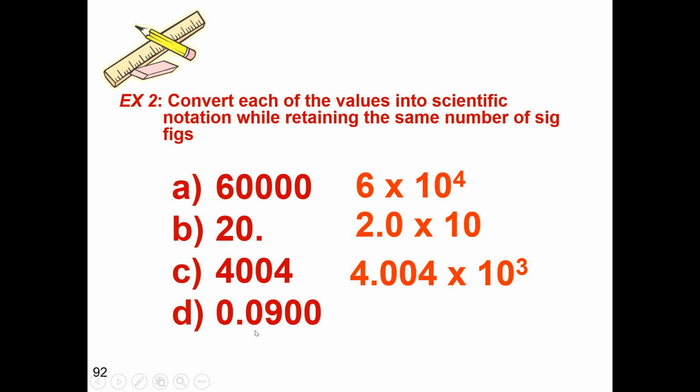And I'm going to move it over 1, 2 times, but I look at the original value. The original value is less than 1, so I know I'm going to have a negative 2 as an exponent. So when you're trying to decide if it's a positive exponent or a negative exponent, look back at the original value of the number. If the original value of the number is positive, then go ahead and make that exponent positive. If the original value is negative, then that exponent should be negative.